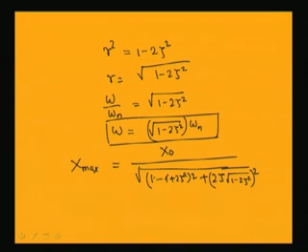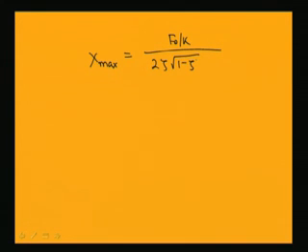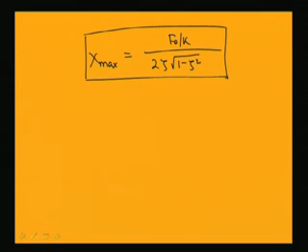So, this x max equals x0, and this x0 I can write equal to f0 by k into 2 zeta root over 1 minus zeta square. So, the maximum response amplitude becomes f0 by k by 2 zeta root over 1 minus zeta square. So, when zeta equals 0, this response amplitude tends to infinity.